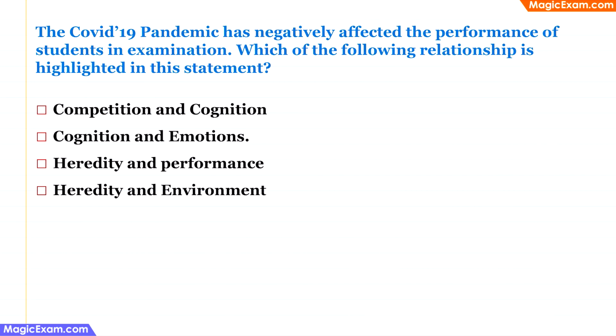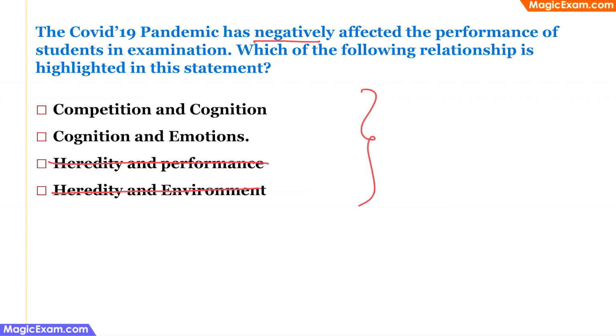The COVID-19 pandemic has negatively affected the performance of the students in an examination. Which of the following relationship is highlighted in this statement? Now, if you read all the answer choices, you can see that this question can be answered very easily. That is, there is no mention of any hereditary factors or genes here. Therefore, heredity and environment and heredity and performance can be eliminated.